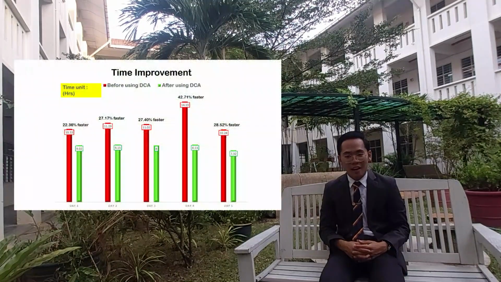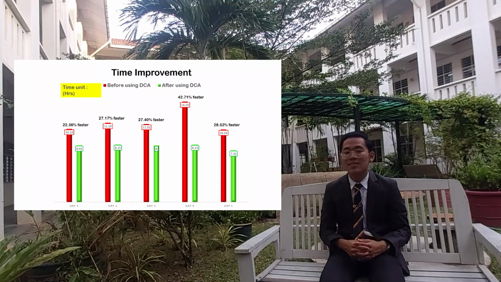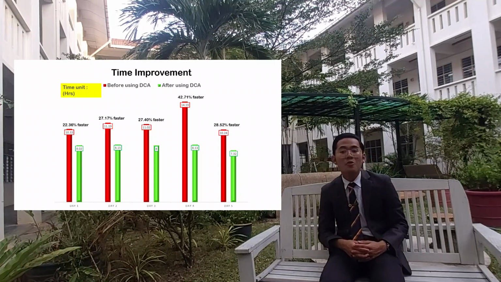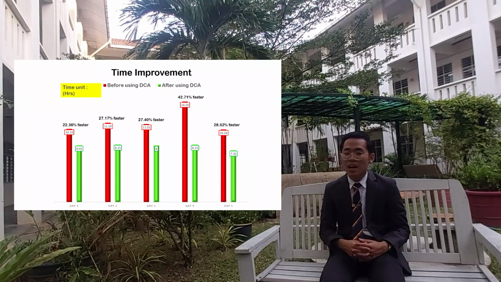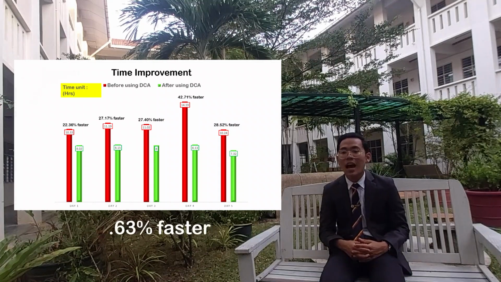Now, look at the graph. Our latest submission using DCA is only at 8:15 while before using DCA, it was until 2:19 p.m. that they could settle the attendance submission. And through this, we can prove that after applying our system, it is on average 29.63% faster than before.